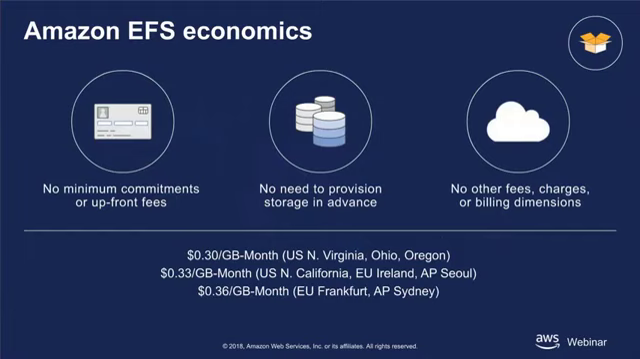Now let's talk about the economics of EFS. Pricing for EFS is super simple. There are no minimum commitments or upfront fees. Since it's a fully managed service, there's no hardware or other infrastructure to manage, and the elastic nature of EFS means there's no need to provision any storage. It automatically grows and shrinks as you add and remove files. There are no other fees, charges, or billing dimensions. There are no request charges. It's a simple price per gigabyte per month, and because our costs vary from region to region, so does the price.